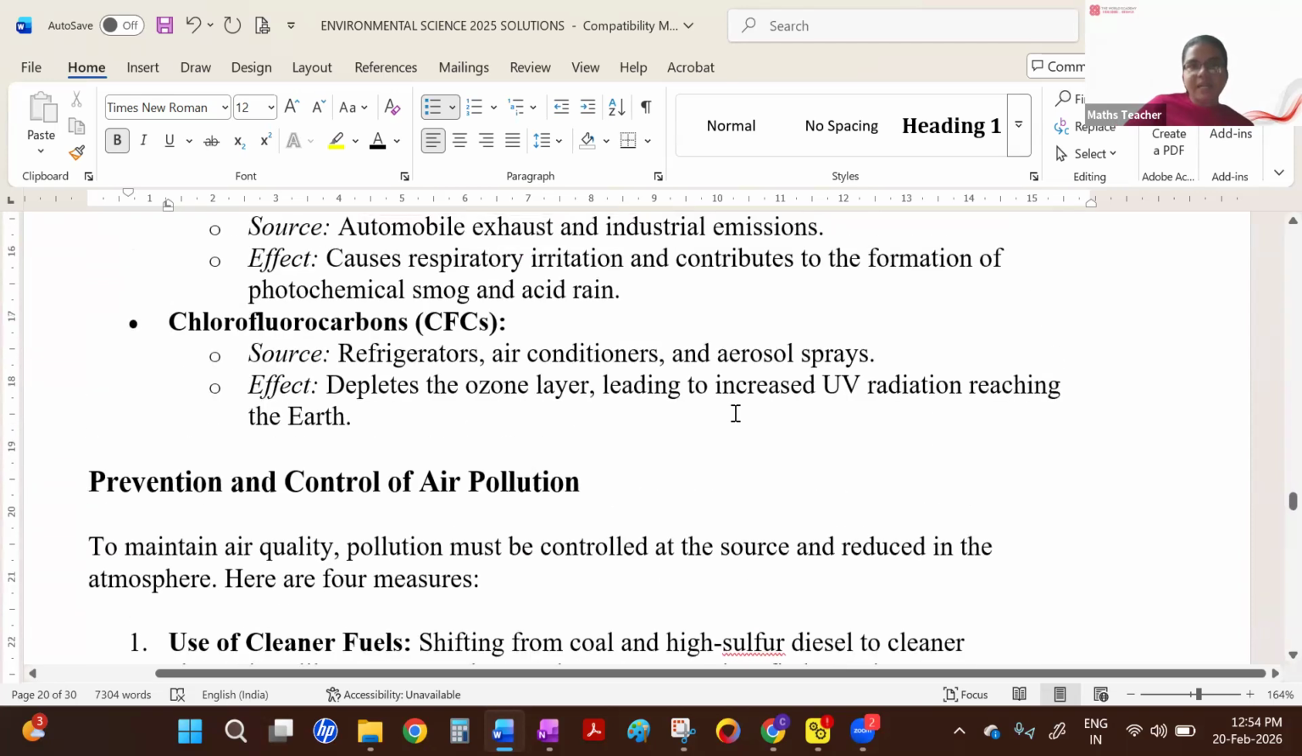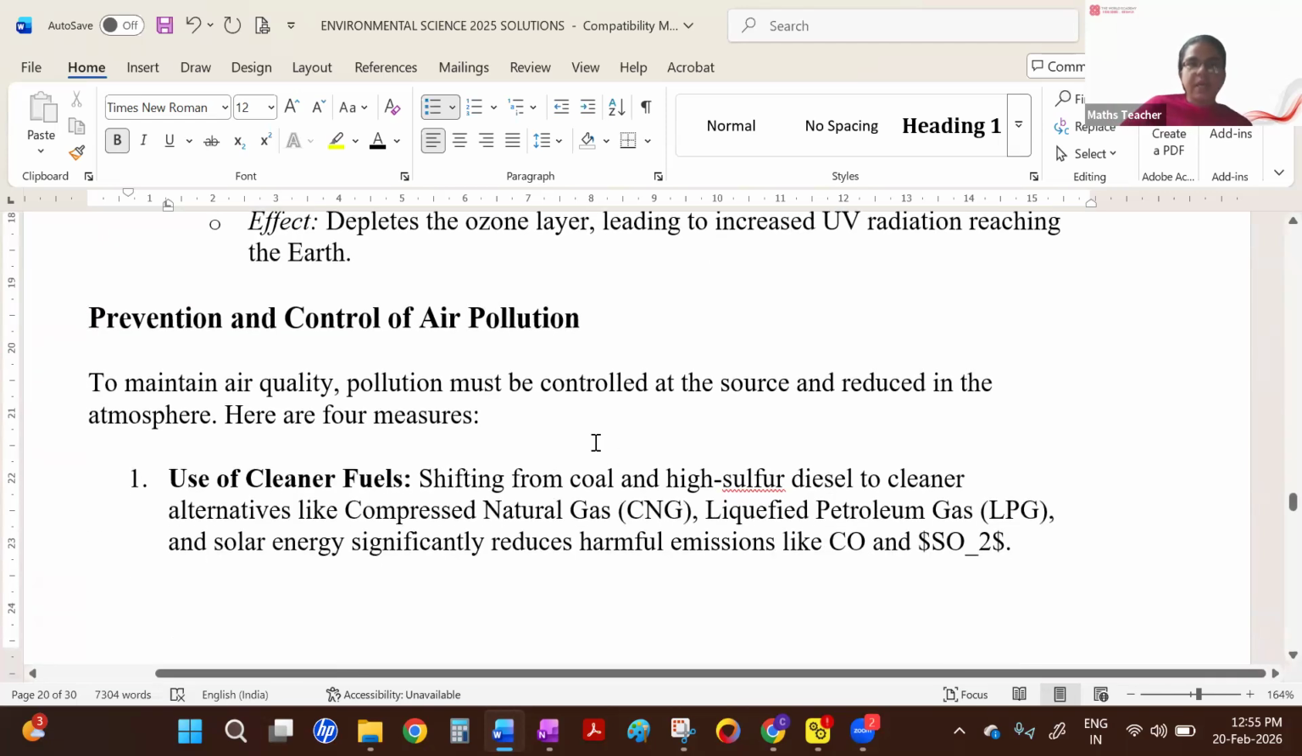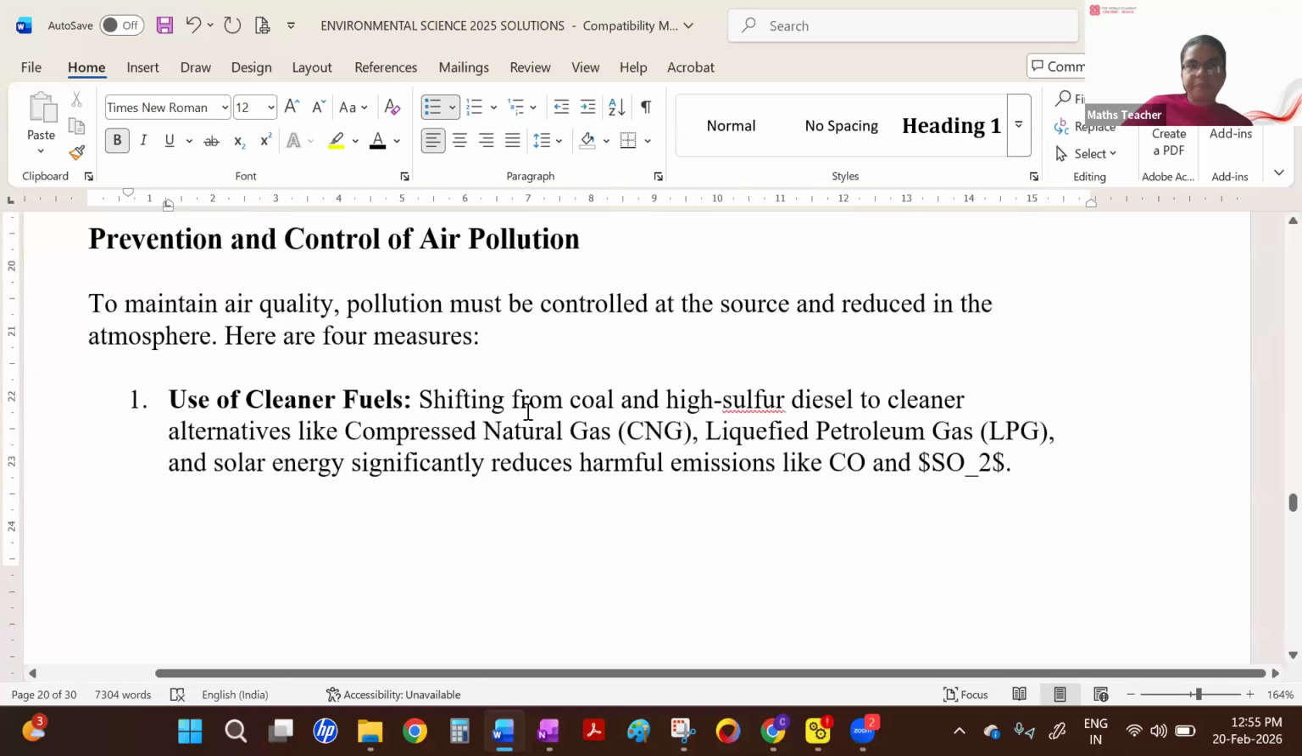And chlorofluorocarbons, these are released by refrigerators, air conditioners, and aerosol sprays. They will break down ozone molecules. It depletes the ozone layer, leading to increased ultraviolet radiation reaching the Earth. So the ozone layer acts as a protective blanket against the sun's harmful UV radiation. Once this ozone layer is depleted, if there are holes, then all of the harmful UV radiation from the sun will reach the Earth's surface, and it will cause a number of diseases like skin diseases and all of these things. Then how do we prevent air pollution?